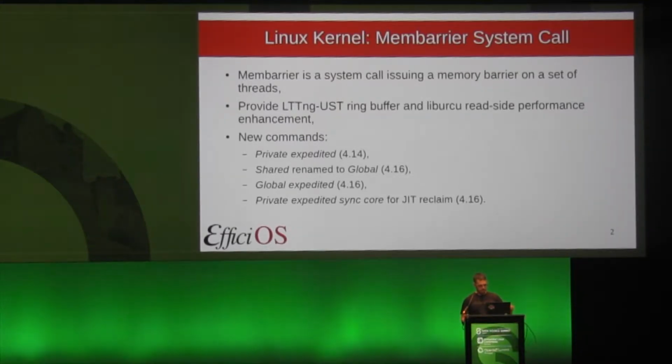If we look at what has been recently contributed by myself, the private expedited command of Membarrier was merged in the 4.14 version of the Linux kernel. I renamed the shared Membarrier to global, so the namespacing was better. I added a global expedited Membarrier, which is now used in libURCU, which is used by LTTng UST for low-level synchronization to speed up the fast path of tracing.